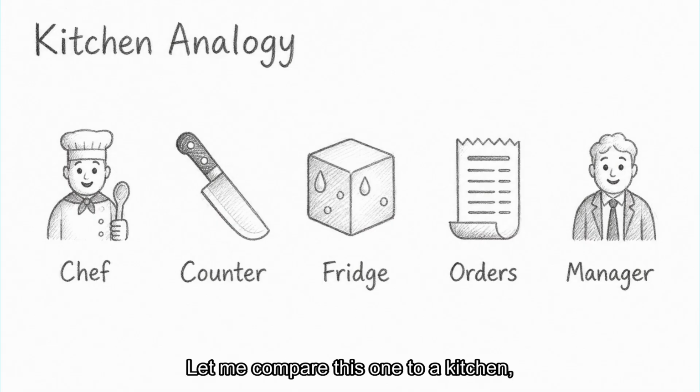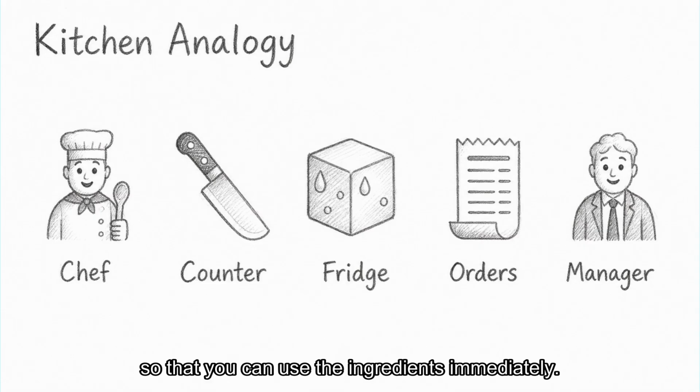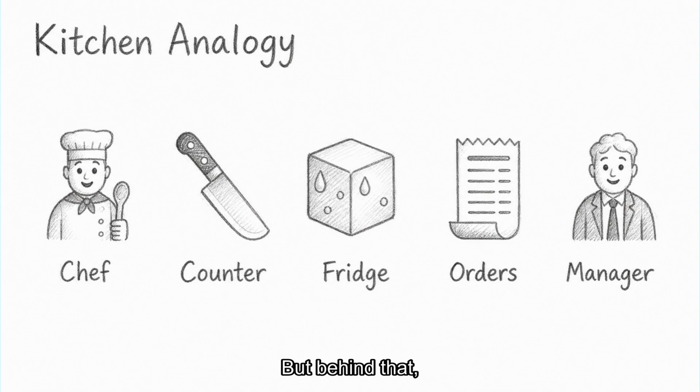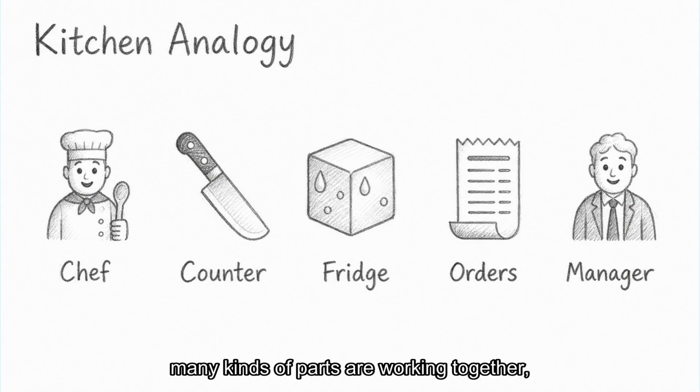Let me compare this to a kitchen. A kitchen does not work just because there's a shelf. You also need a counter so that you can use the ingredients immediately. And you need a fridge or a storage room so that you can keep ingredients longer. You need some way to receive orders, and you need some system that keeps the whole kitchen organized. A computer is similar. From the outside, it looks like you open just one application. Just behind that, many kinds of parts are working together, and each one is doing a different job.